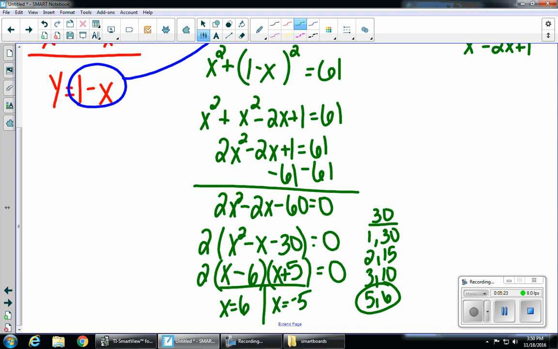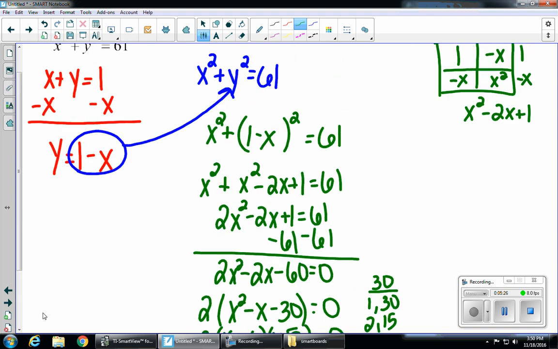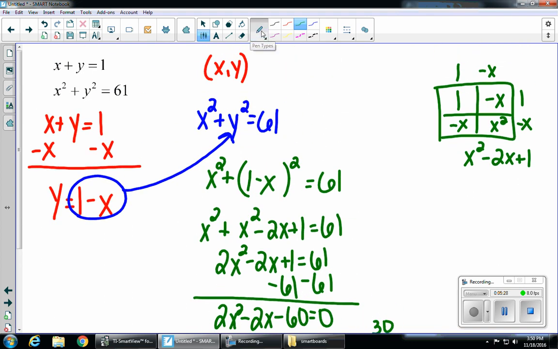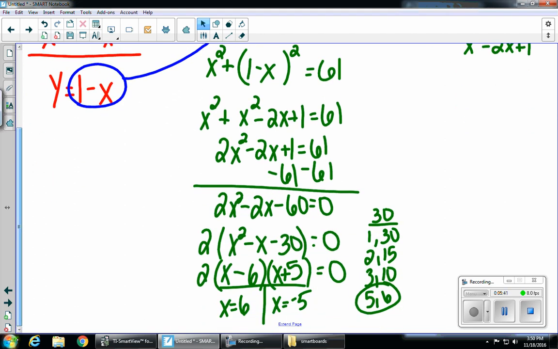But if you remember back at the top, I told you that you need an x comma y. So I need to go back and get a point. I need an x value, a y value for each of my x values. So I'm going to take those 2 x values that I have, x equals 6 and x equals -5, and I'm going to substitute in to find y.